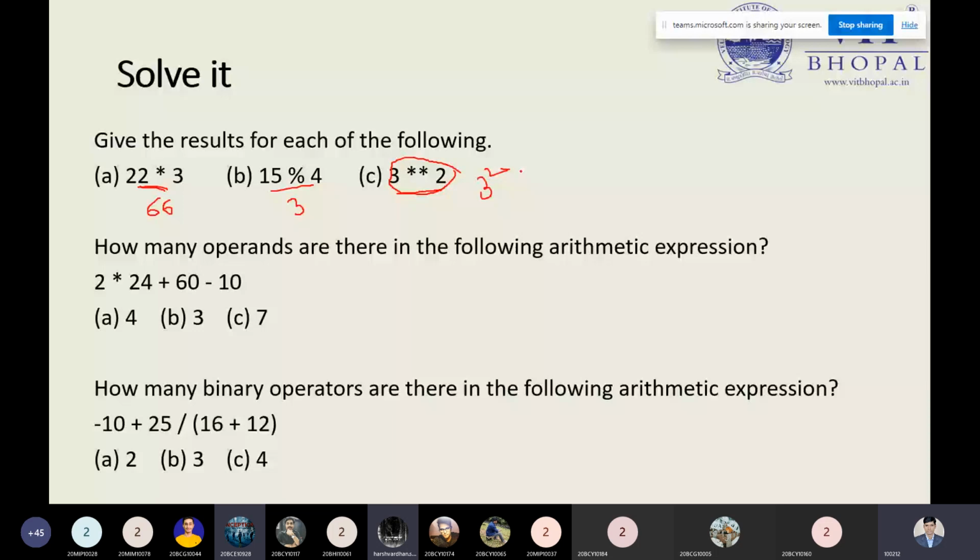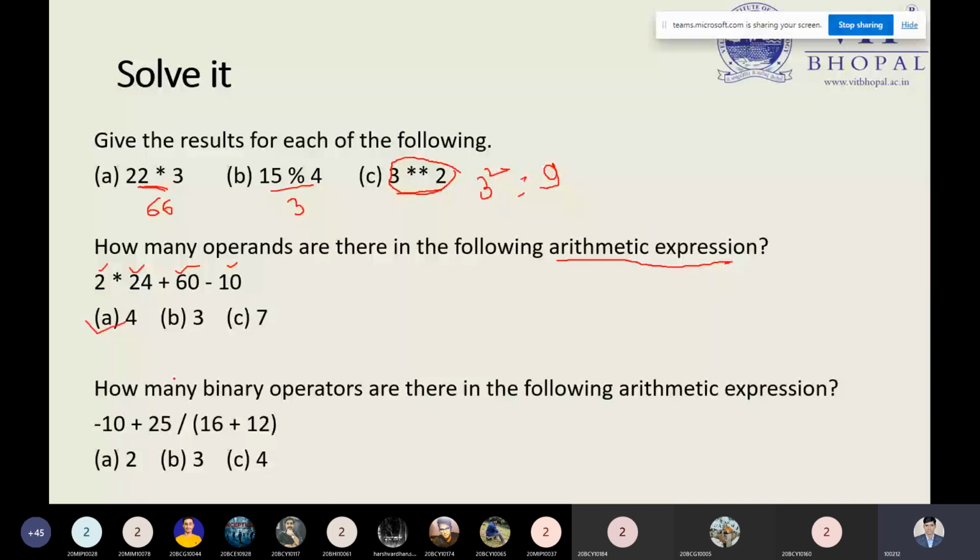Thank you. Now here we have the second exercise: how many operands are there in the following arithmetic expression? Here we have to understand the arithmetic expression. The word to keep in mind is that an expression consists of operands and operators. When you use operands together with operators, we can say it is an expression, like 22 into 3. So how many operands do we have? 1, 2, 3, and 4. So the answer will be 4, undoubtedly.